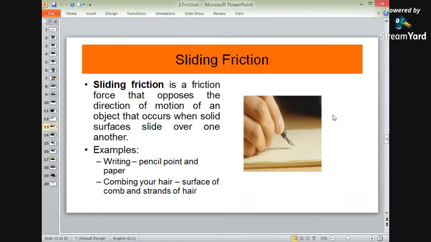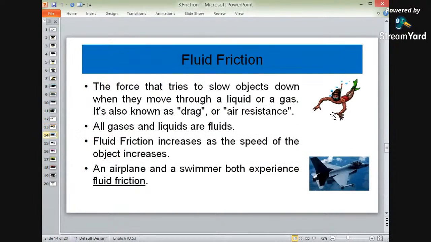So this is sliding friction. The intensity of friction in this case is less as compared to the next type of friction. The resistance caused in this case is less as compared to the others.